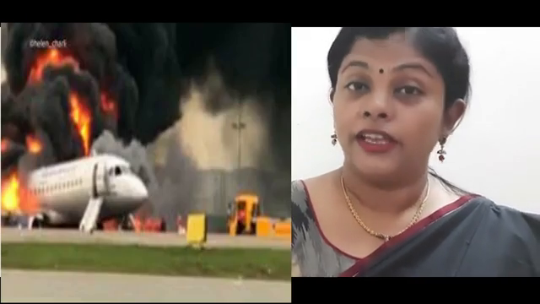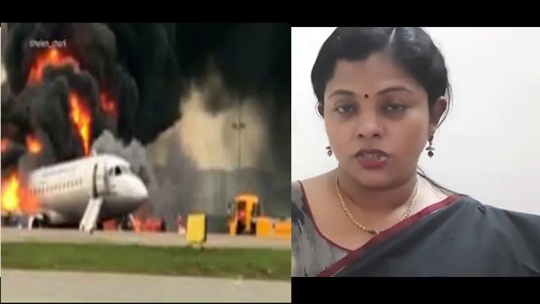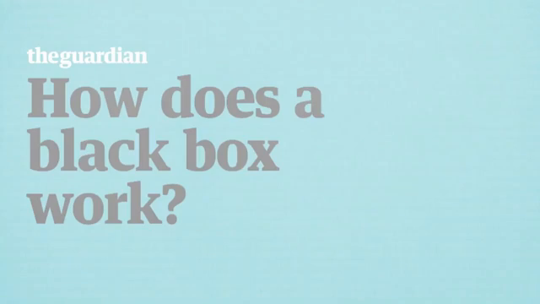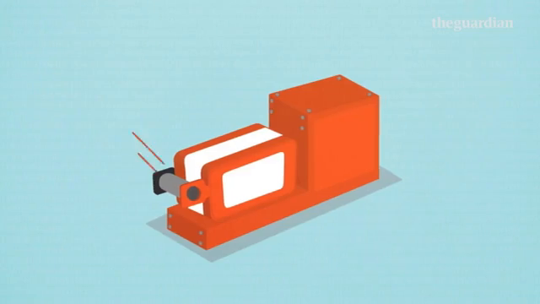The last scientific instrument we are going to study today is about black box. Have you heard the term black box ever before? The data recorded or stored in a black box helps the experts to identify the cause of a flight accident. The color of black box is not black, but it is orange. How does a black box work?